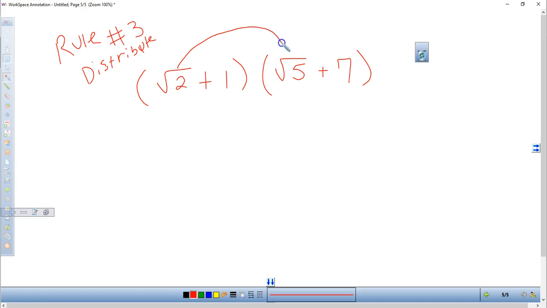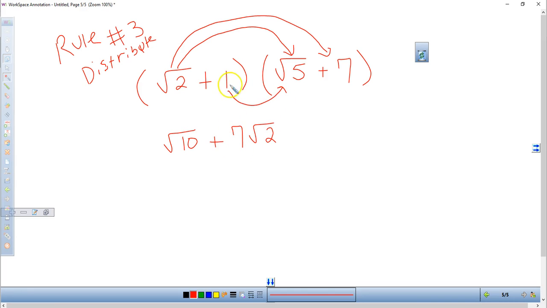So I do root 2 multiplied by root 5, that's root 10. I do root 2 times 7. We can't multiply a whole number and a radical on the inside, so we write the whole number outside the radical. So 7 root 2. Okay, 1 and root 5 is just 1 root 5. And 1 times 7 is just the number 7.